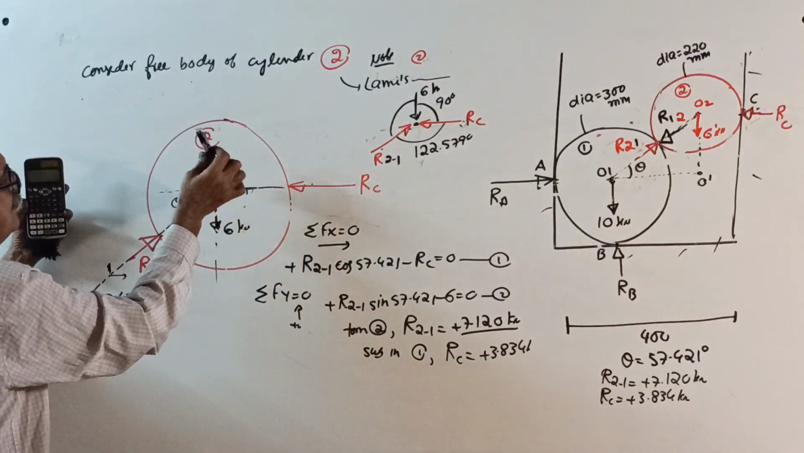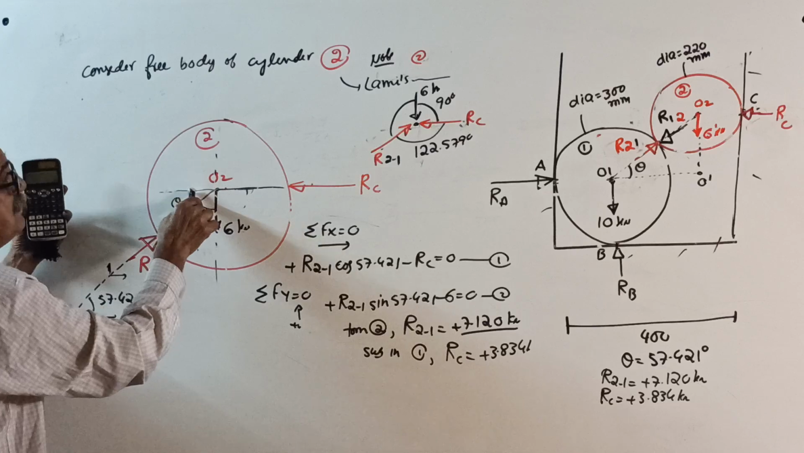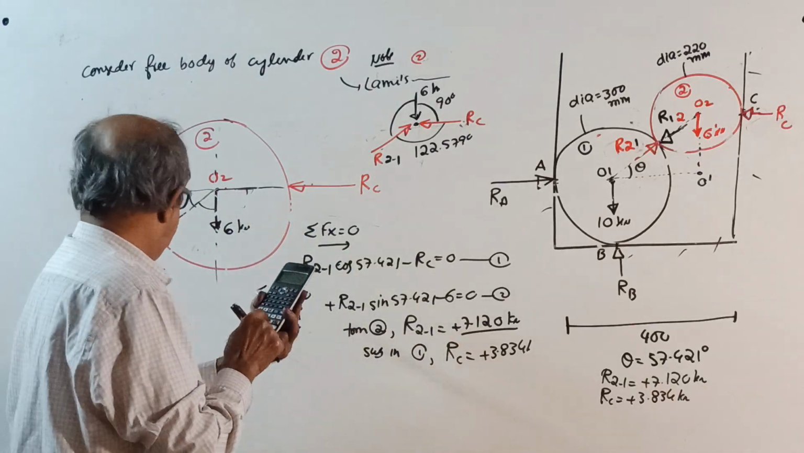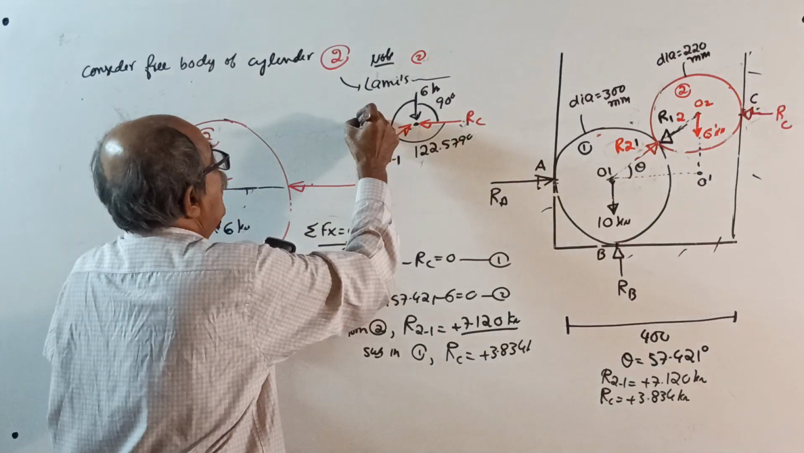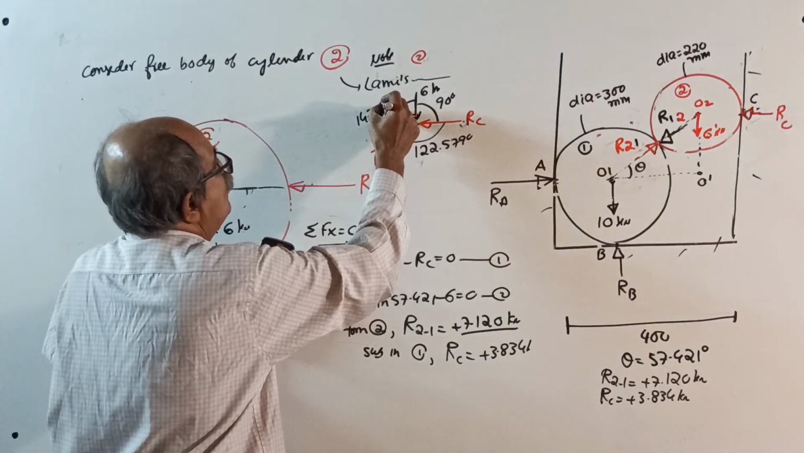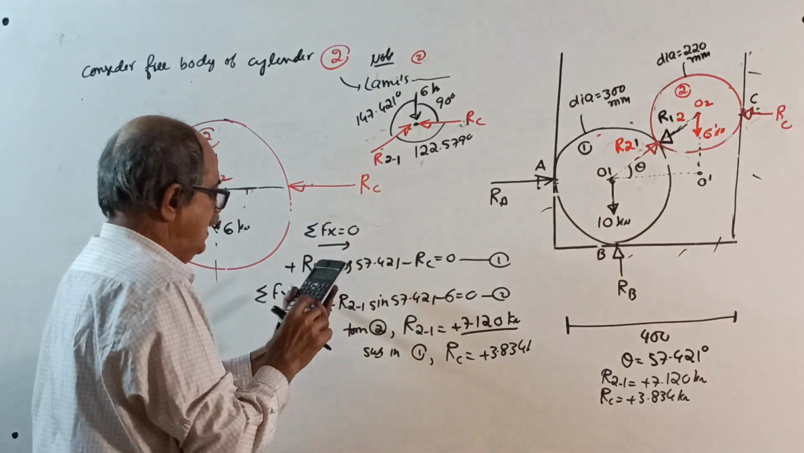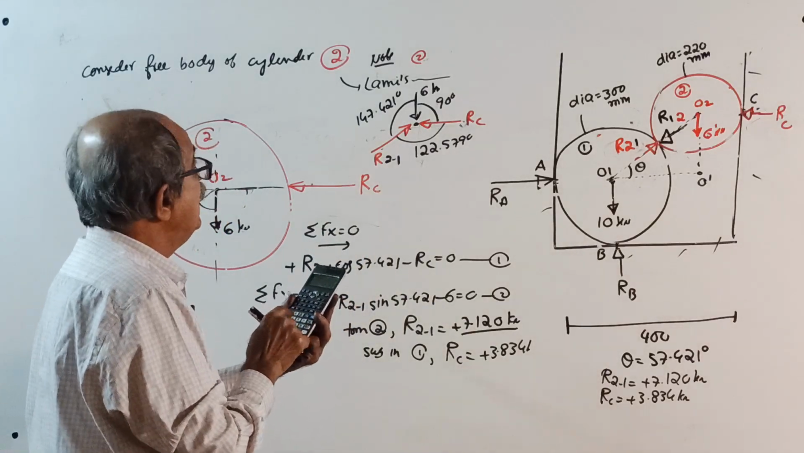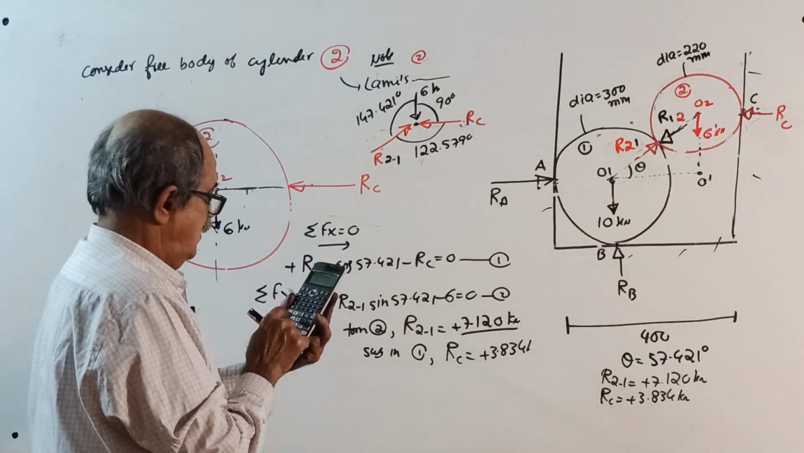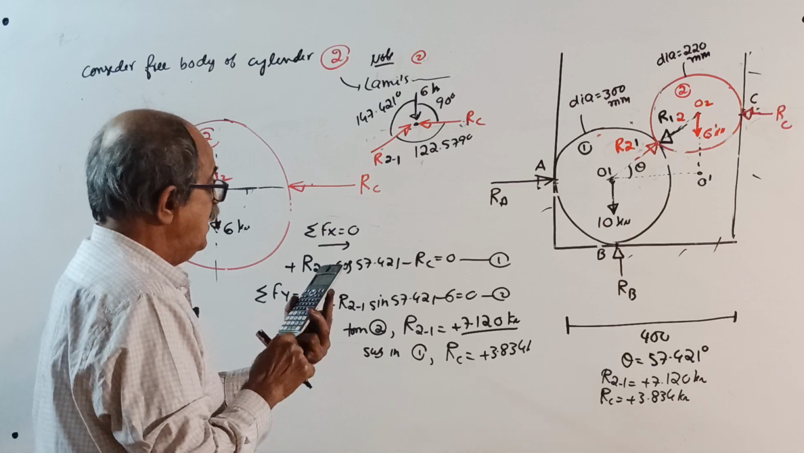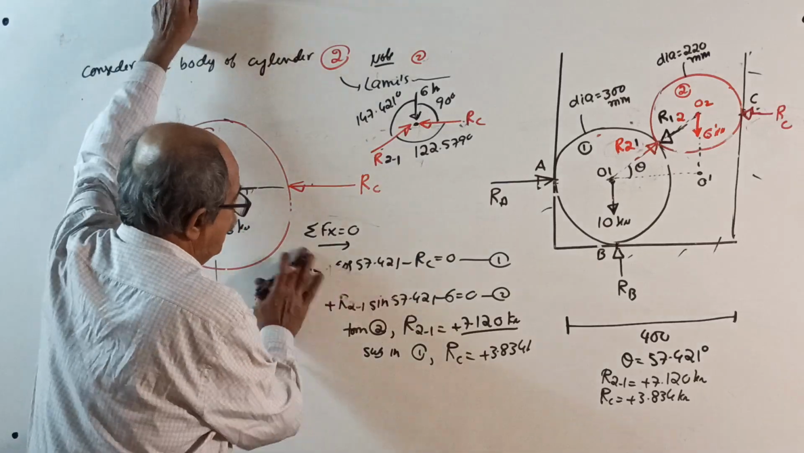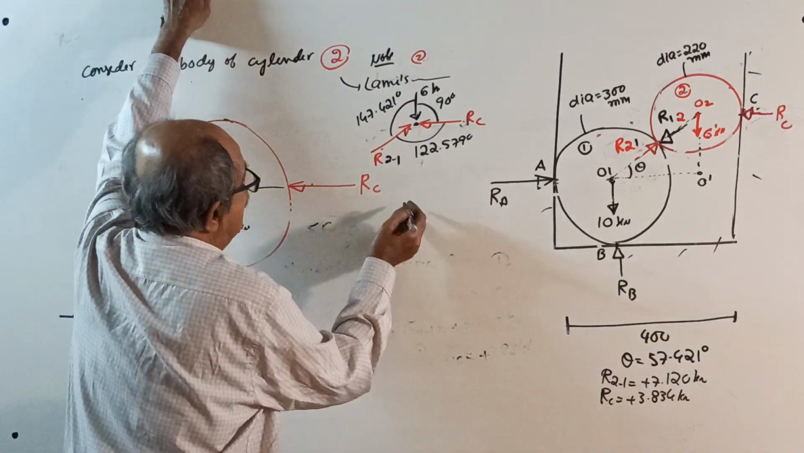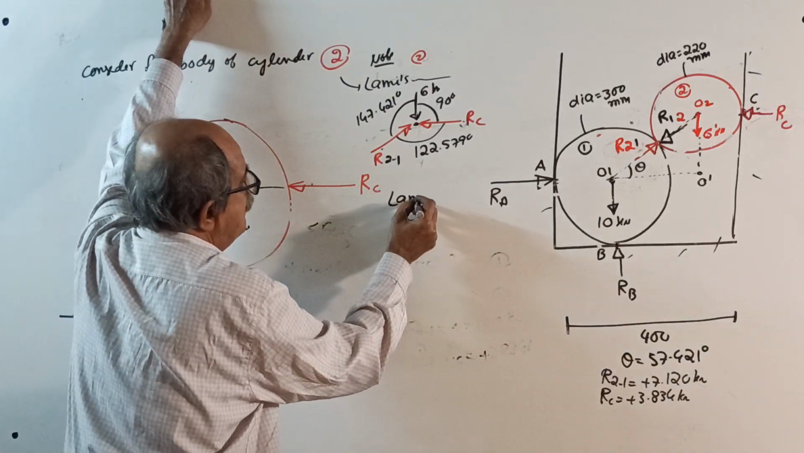And this angle will be, see here, this angle, 90 plus theta. 90 plus 57.421, 147.421 degrees. Or you can do one thing: 147.421 plus 122.579 plus 90 will give 360 degrees. Now you can apply, this check is not required, Lami's theorem.